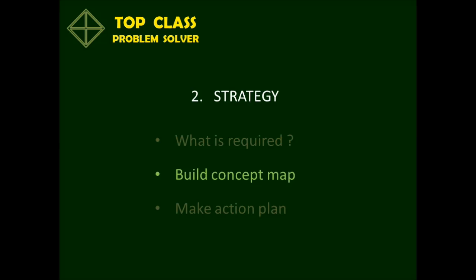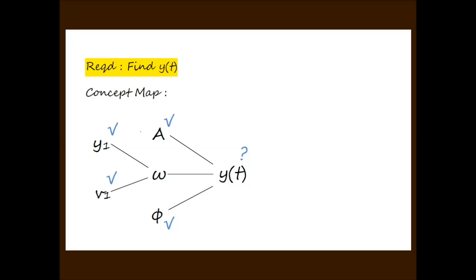The second step of the strategy is to construct the concept map. The concept map relates the parameters that are given in the problem and the required parameter. We are required to find y of t. Y of t is given by the amplitude, the angular frequency, and the phase constant. In our interpretation, we have already obtained the amplitude and the phase constant. We are therefore left to find the angular frequency. In this problem, the angular frequency can be obtained by y and v at our time t1.